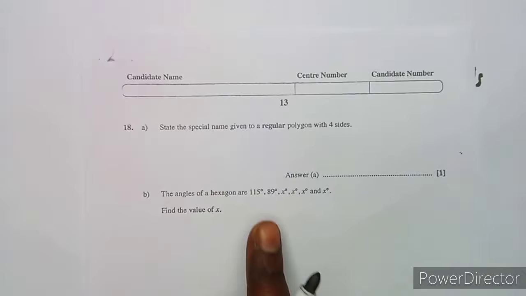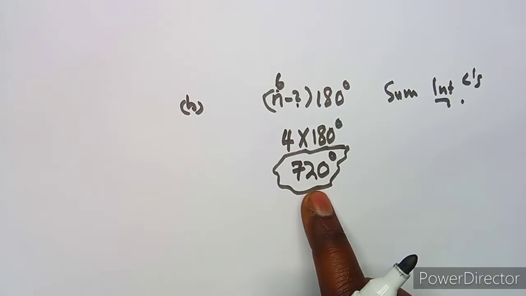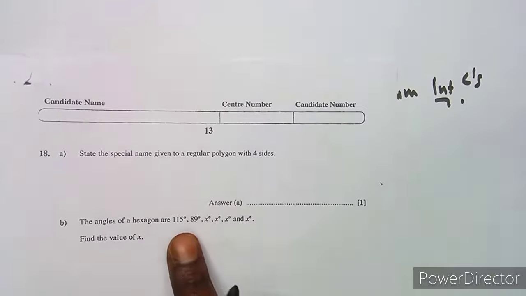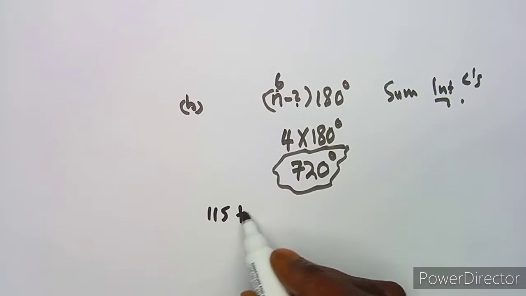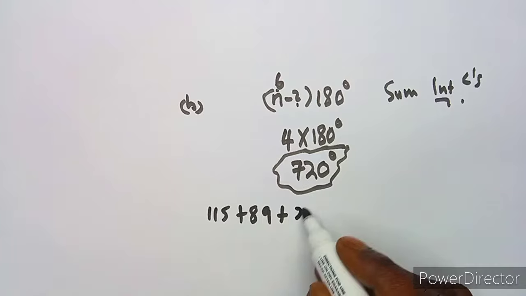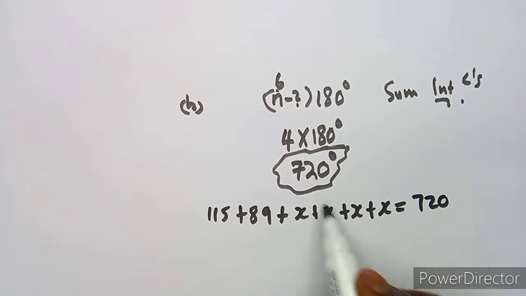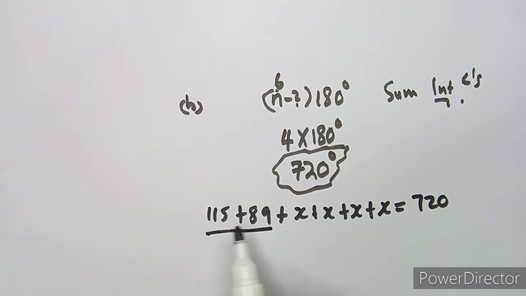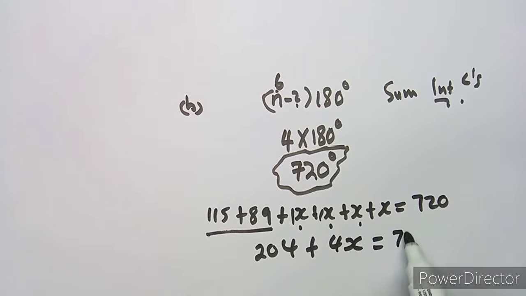So what you are going to do, these are the interior angles that you are given, so you are going to add them and equate to 720. You're going to add, guys, these numbers: 115 plus 89 plus 4 plus x plus x plus x plus x. We must obtain 720 degrees, which is the sum. So if we add these two properly, we're going to obtain 204 plus x plus x plus x. This gives us 4x is equal to 720. So definitely, guys, how can you find x?